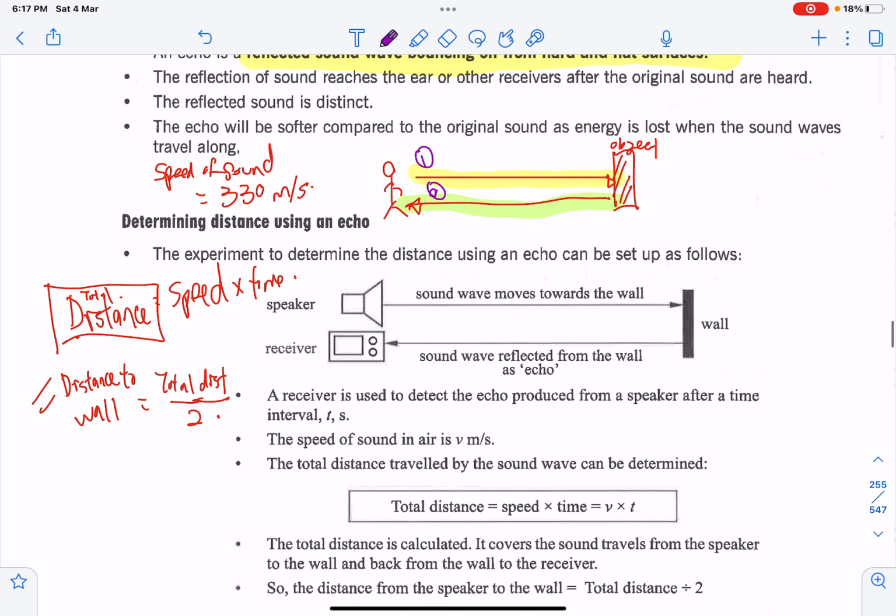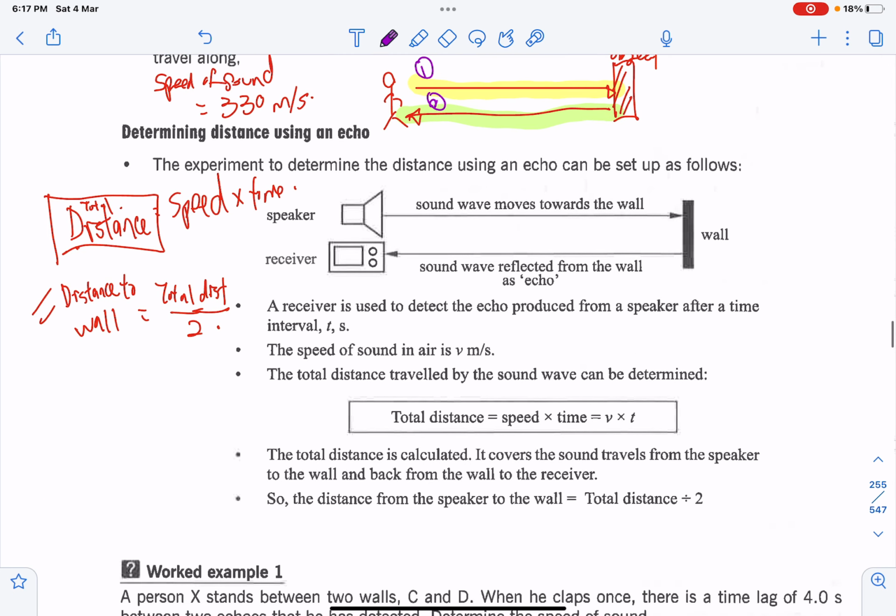Okay, so the experiment to determine the distance using an echo can be set up as follows. Number one is you know the speed of sound. If you are working in an environment like an open air environment, we can assume that sound travels somewhere between 320 to 330 meters per second. Okay, next thing is the distance of the echo. Now, some of you may ask, when will we have this kind of situation?